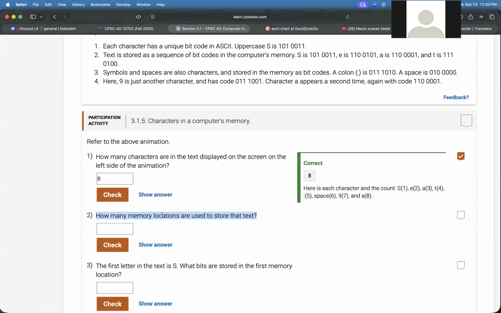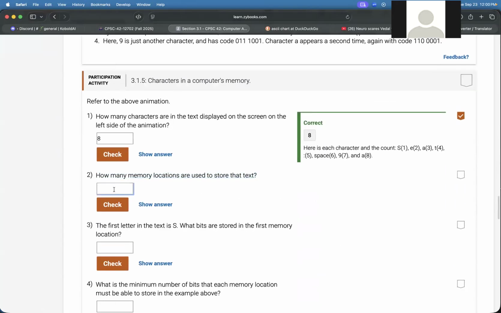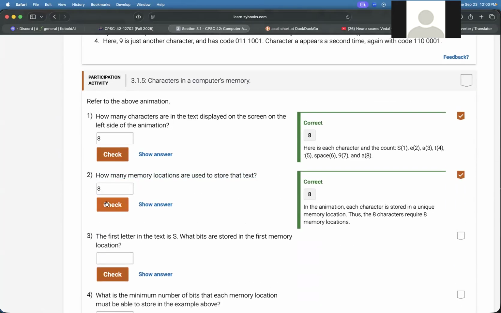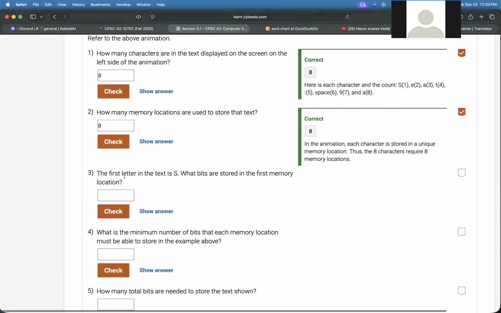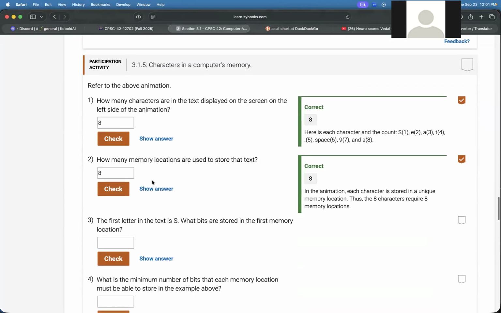How many memory locations are used to store the text? That should also be the same number, 8. The first letter is S. What bits are stored in the first memory location? They're just the ASCII code that's there.